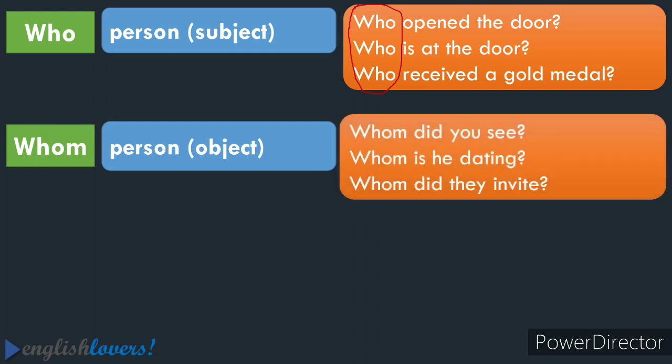So see the sentences. Whom did you see? Or whom is he dating? Or whom did they invite? So in all these sentences, this whom acts as an object.